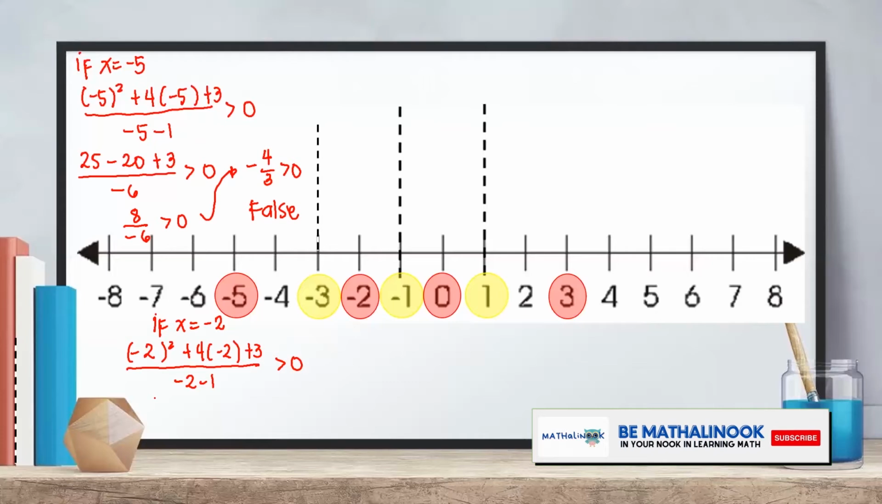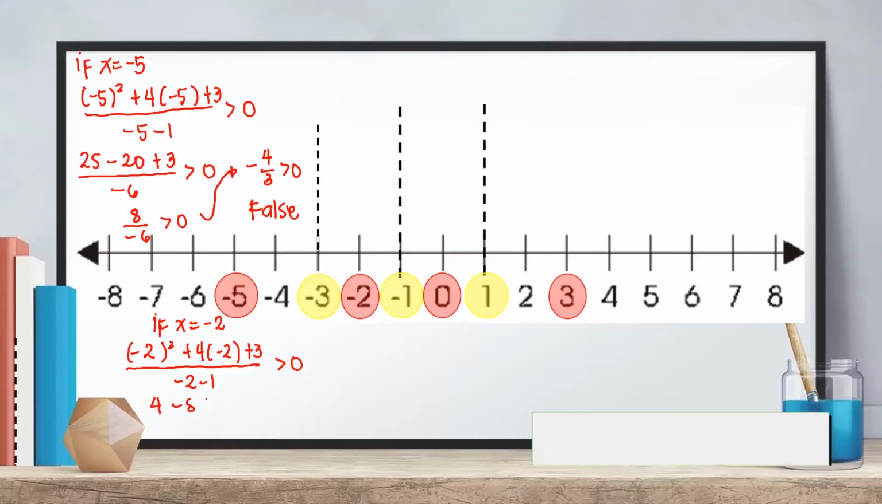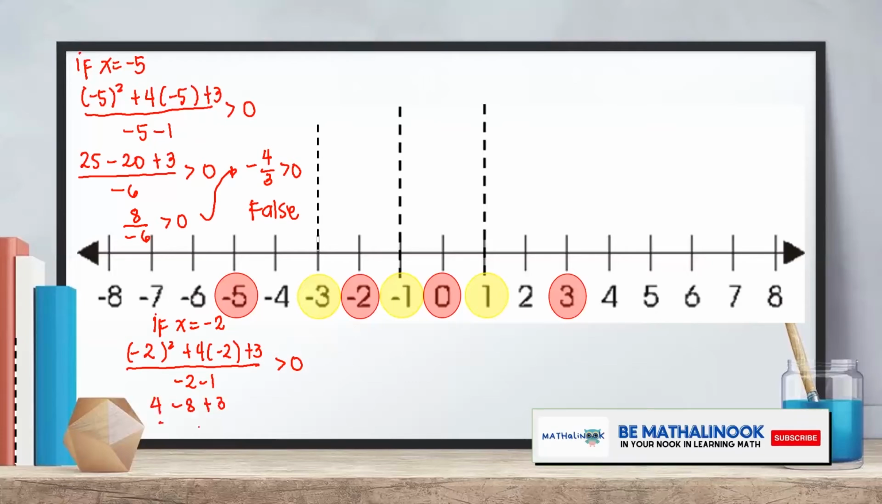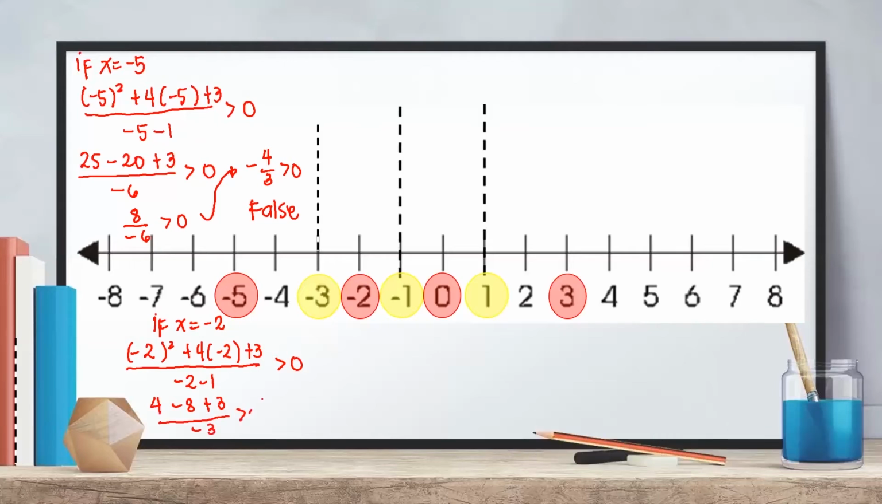Simplifying this, we will have 4 minus 8 plus 3 over -3 is greater than 0. Then we will have 4 minus 8 is -4, plus 3 is -1, over -3 is greater than 0. Simplifying this, we will have 1/3 is greater than 0. Notice that this statement is true because positive is greater than 0.